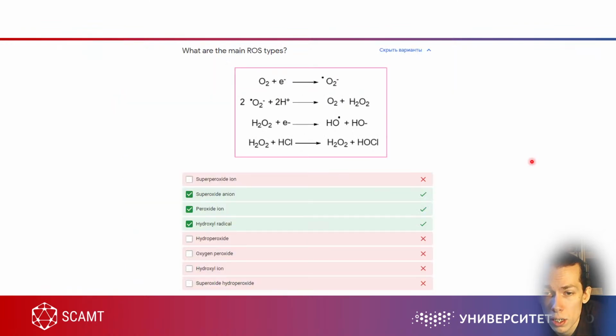Here you just need to remember there are three types of ROS: superoxide anion, peroxide ion, and hydroxyl radical. All of the other types are not ROS species, and some of them do not even exist, like superoxide, hydroperoxide. It's just a couple of made-up words.